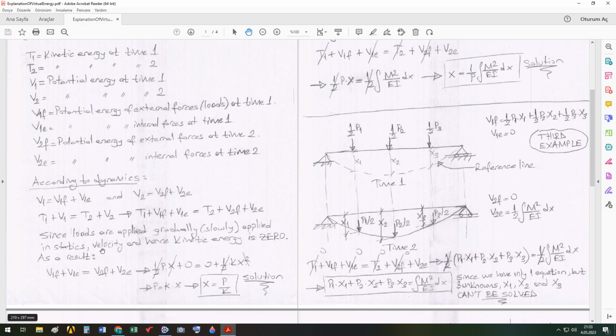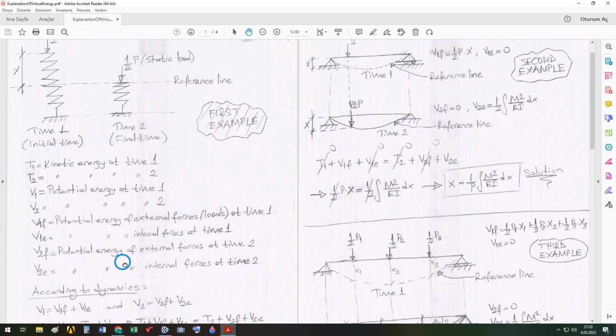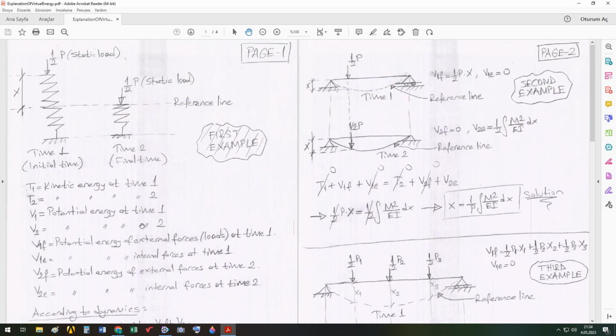Now, how do we write the potential energy? Remember the gravitational potential energy: mass times gravitational acceleration, m times g, is a force, times h, so mgh. h is the distance between the load and a reference point. So to be able to write a potential energy, we need a reference line.